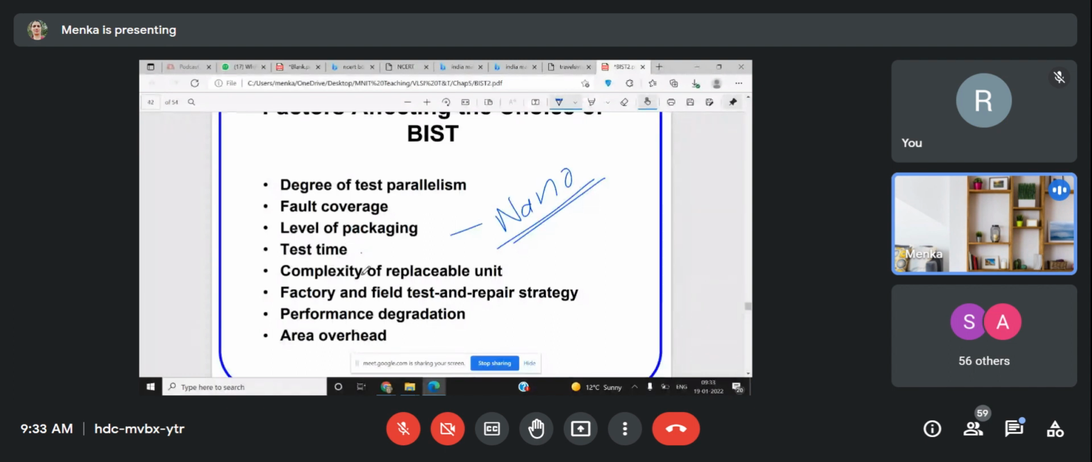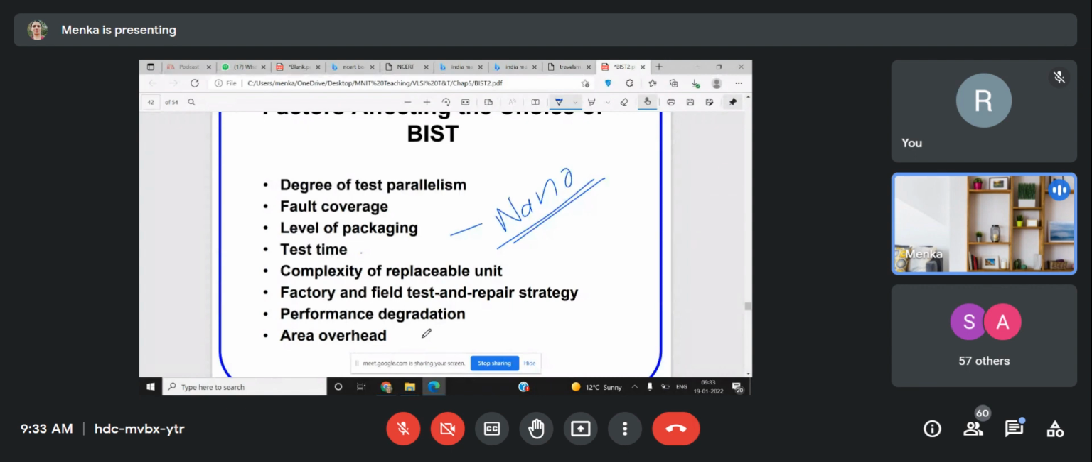Complexity of replaceable unit, how complex it is to replace, that also matters. Factory and field test and repair strategy. Performance degradation, area overhead means how much extra area is needed apart from the active area of the chip.